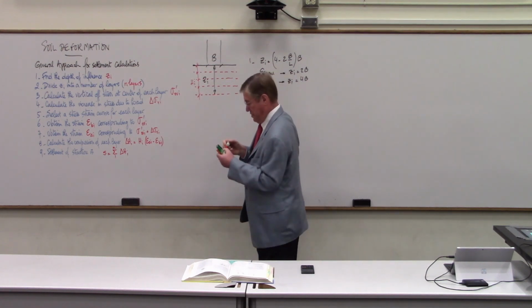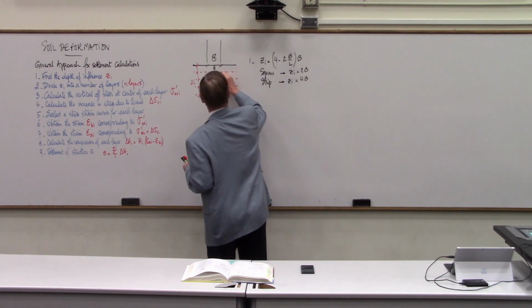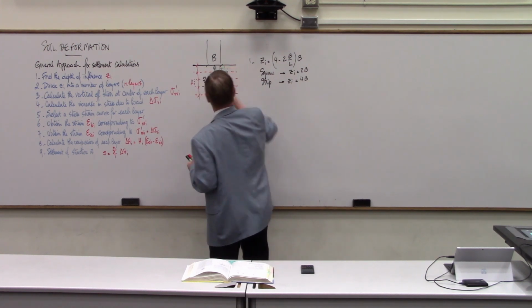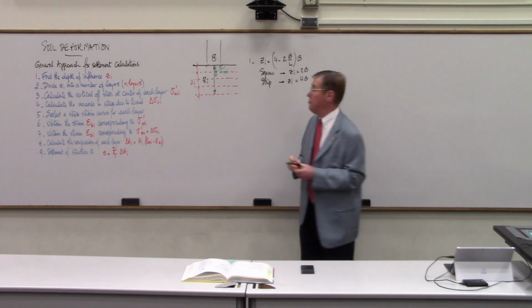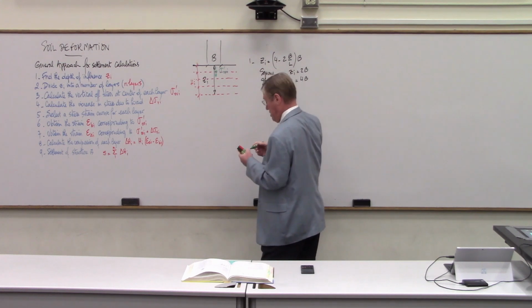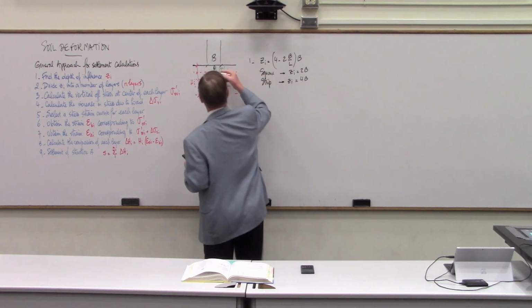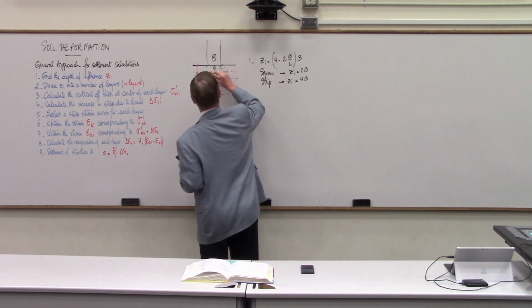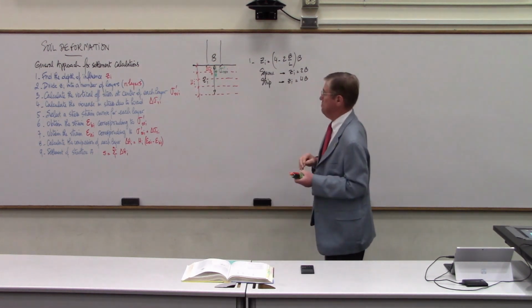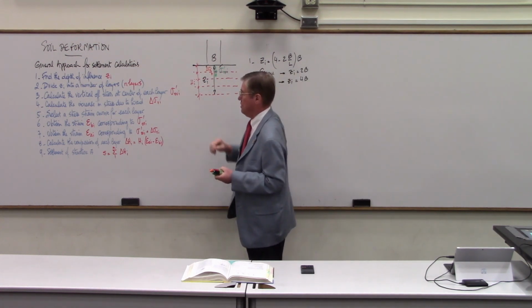Step 3, calculate the vertical stress in the center of each layer. So in the center of each layer, I'm going to calculate the vertical stress, sigma prime 0 VI, before anything happens, before I place the load. Then I will calculate the increase in stress due to this loading, at the same center, and that increase in stress will be delta sigma VI.